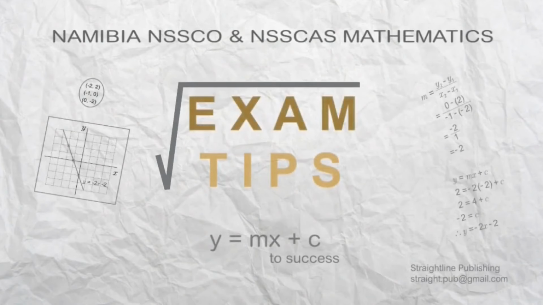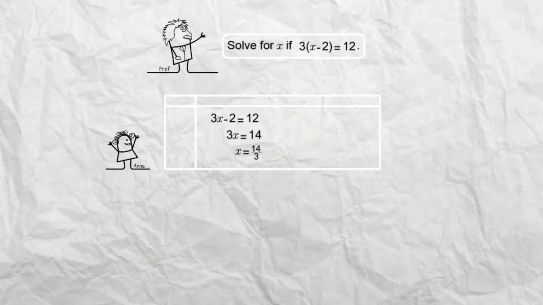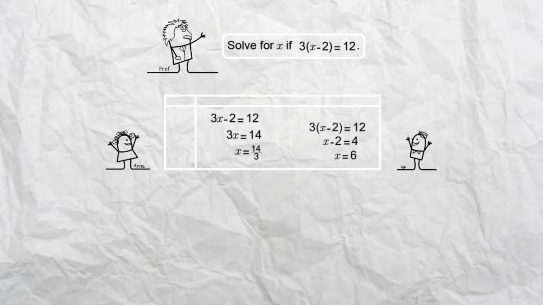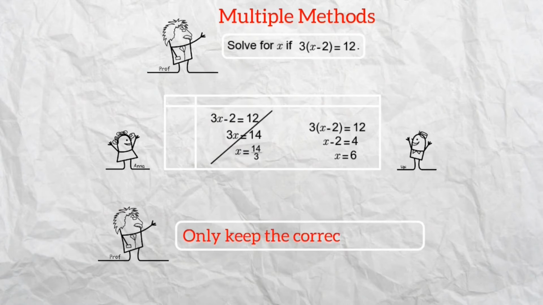Exam tips! Let's check your answers. I tried 2 different methods. But then I realized my mistake. So I tried again. So my final answer is 6. Wait, Anna, you can't leave both methods. You should delete the wrong one. Upi is right. If you leave multiple methods, the examiner will only mark the first one, even if it's incorrect. Always cross out mistakes so your correct work is graded. Lesson learned? Only keep the correct method.